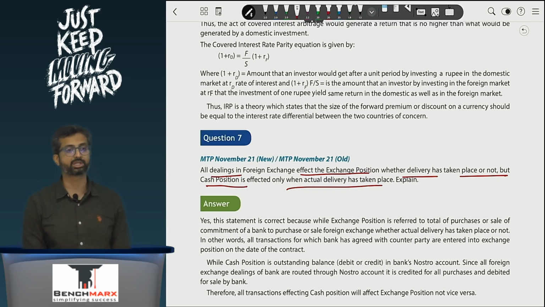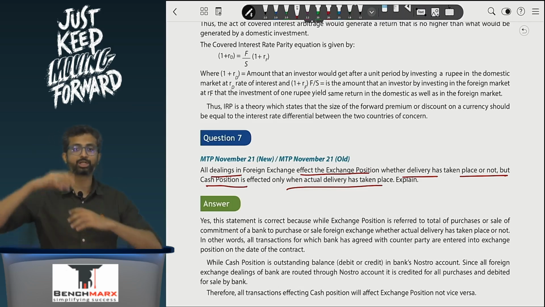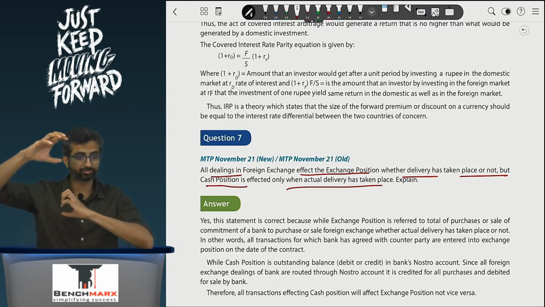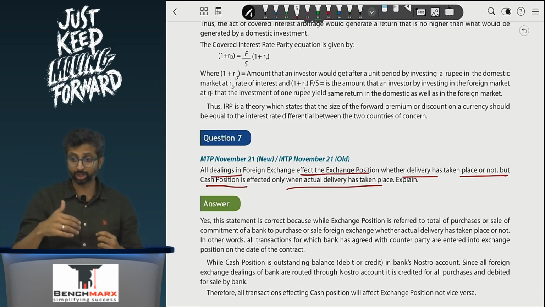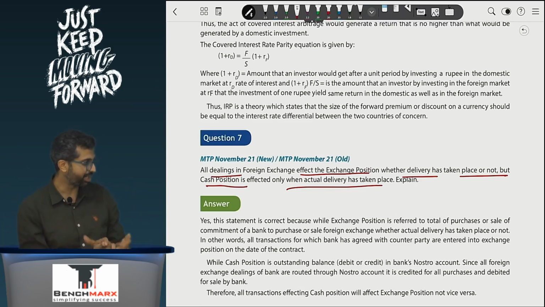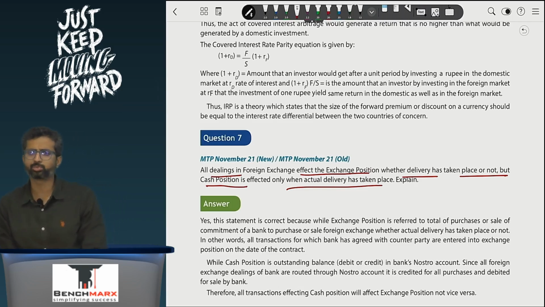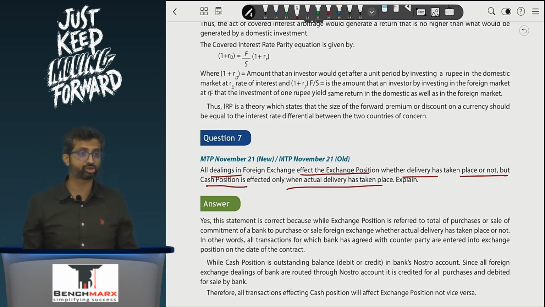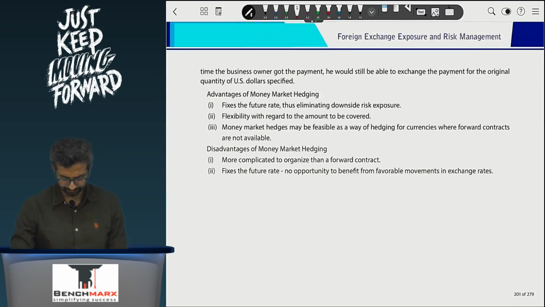Remember, the last question in forex was a question where we had to find the cash position and the exchange position. We did a few things: if I were to spot buy dollars, it will affect my cash position as well as exchange position. But if I were to do a forward buy, it will affect my exchange position, but it will not affect my cash position till the time the actual delivery happens. So your exchange position will be affected whenever you take a position, forward buy, sell, cancel, whatever. But your cash position will only change if there is an actual movement of money. Are we clear with this? So that is question number 7.